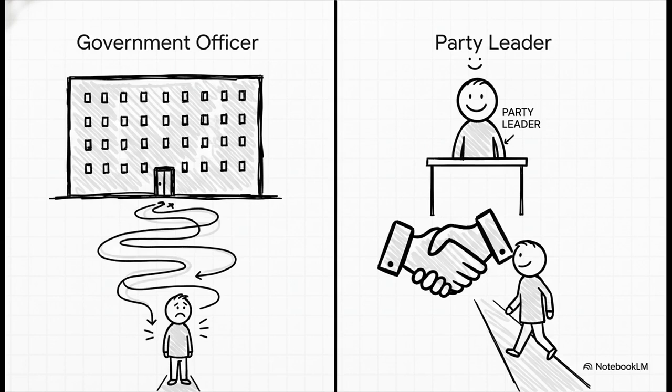Even if people are critical of parties in general, they still see them as essential. For an ordinary person, it is often much easier to approach a local party leader for help than to try and navigate a complicated government office. Parties provide that crucial link to government machinery and welfare schemes. That is why, despite the criticism, people still feel connected to them.